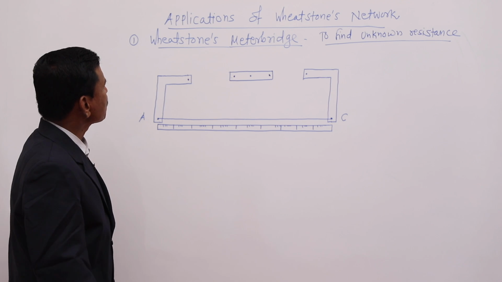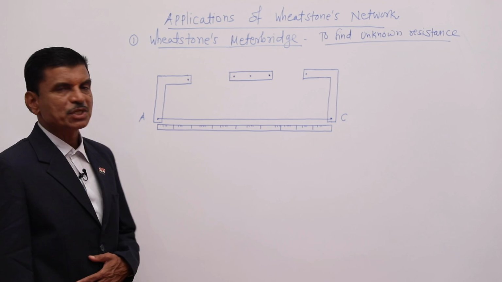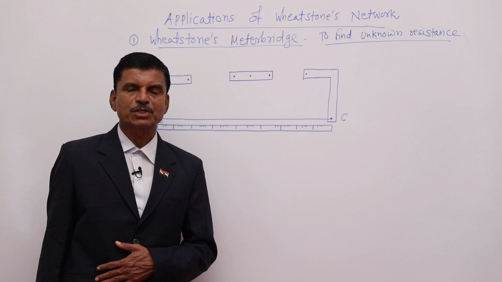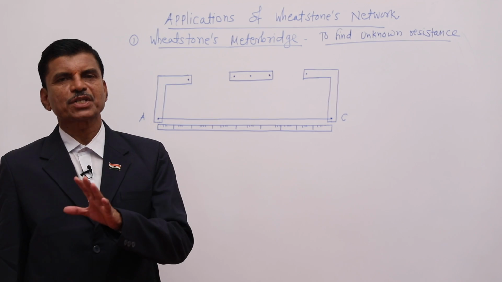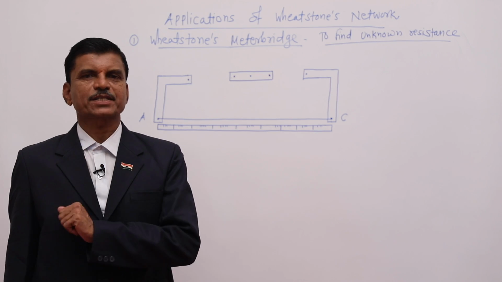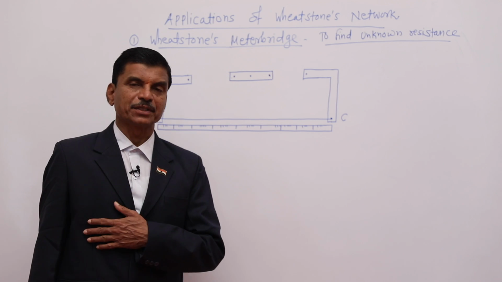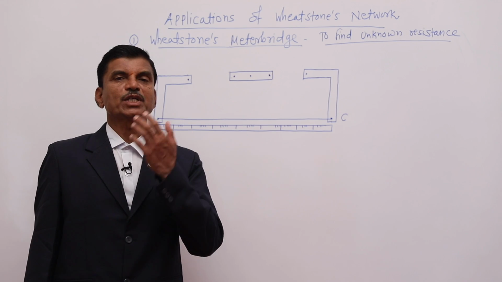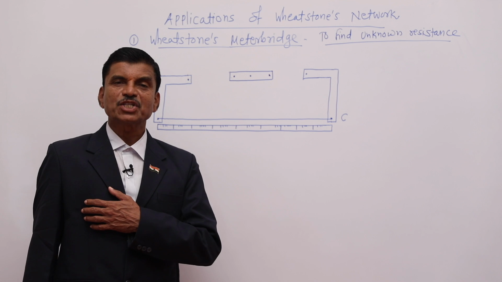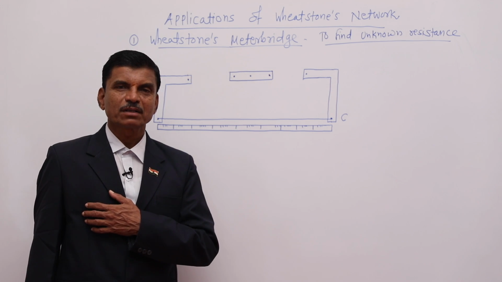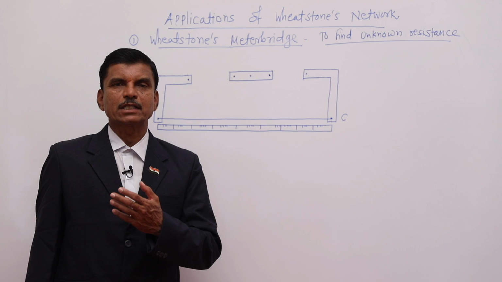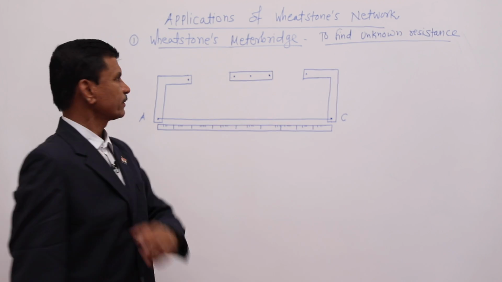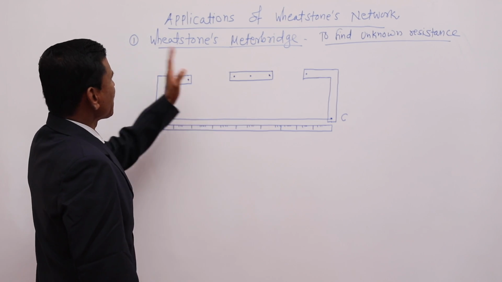Now we will discuss applications of Wheatstone network. We have studied Wheatstone network. It has 4 resistances P, Q, R, S, and when the network is balanced, that means when the galvanometer is showing zero deflection, what is the condition between the 4 resistances? P upon Q is equal to S upon R. We are studying applications here.